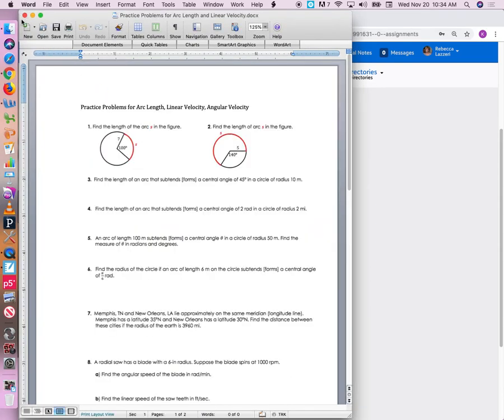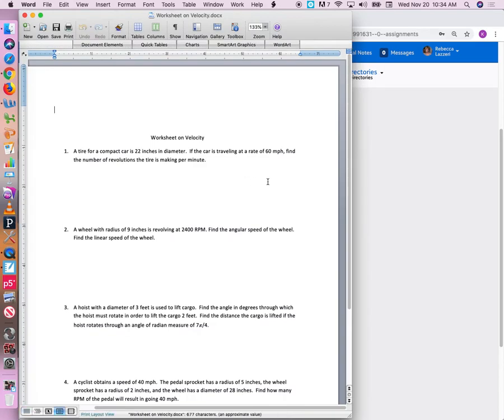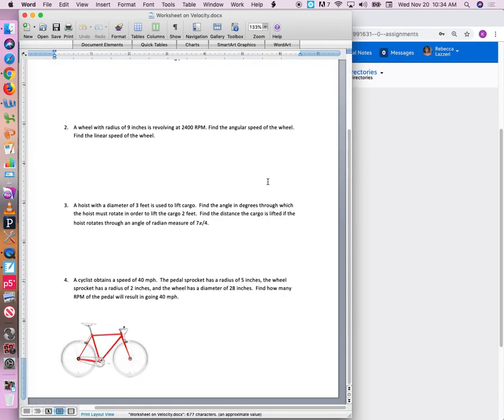Okay, so then I've given you, I don't know what this is. Oh, I think that's just a blank linear velocity in case you wanted to practice again. And again, if you could do these, you'd be able to do whatever I ask you, okay? Pedal sprockets 5, I'm making sure I gave you the corrected copy. Remember the first one I gave you had 2 both times, and I think this is right. You have a bigger pedal sprocket of 5 inches, a radius of 2 inches, and the wheel is 14 inches.